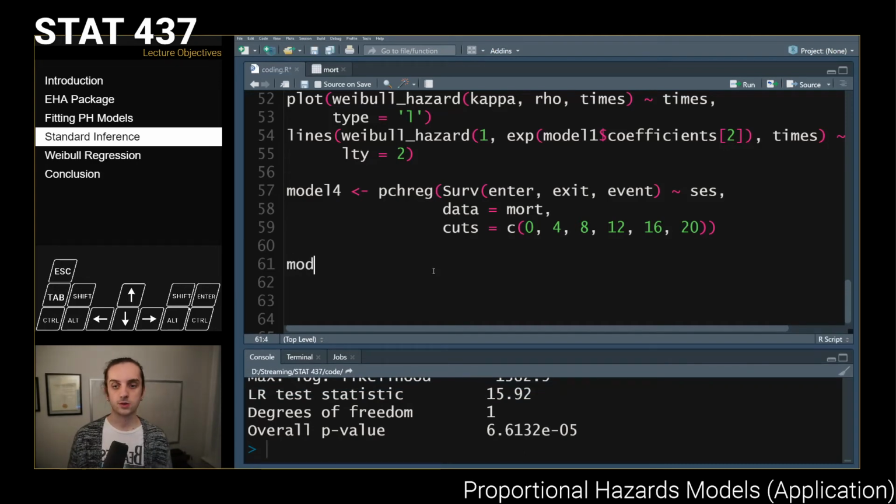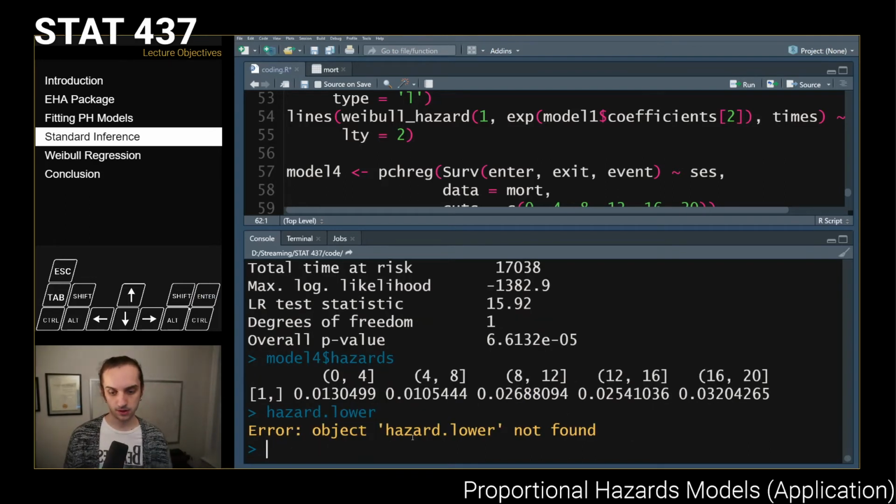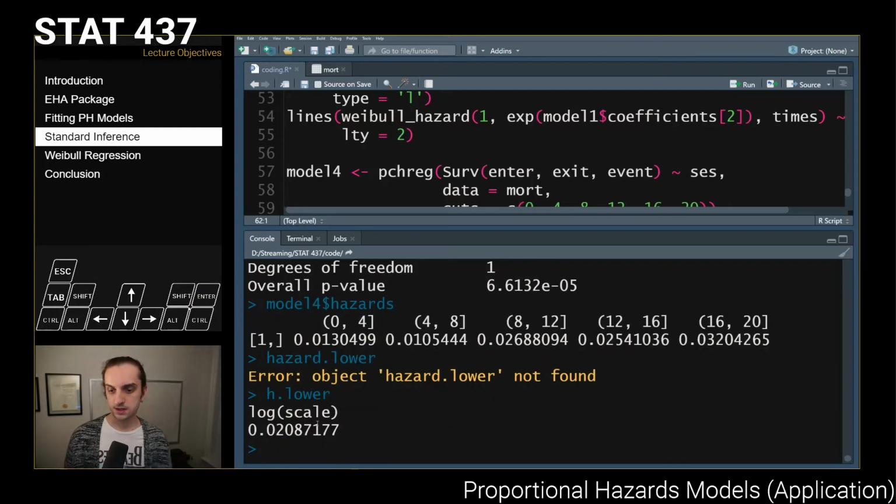Well, those are stored in model 4 hazards. And so you can get here, and I can show you down here on 0 to 4, the estimated hazard is 0.013. On 4 to 8, it's 0.015, and so on, right? And just to compare this to what we were looking at before, H lower, as you can see, is 0.02 for the lower case, and so that sits in the middle of all of these hazards that we estimated here, right? So that makes some level of sense.